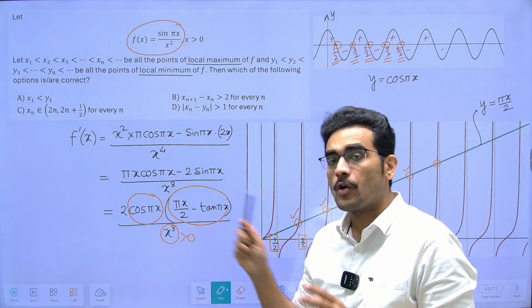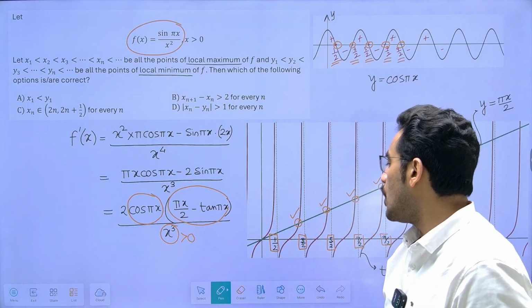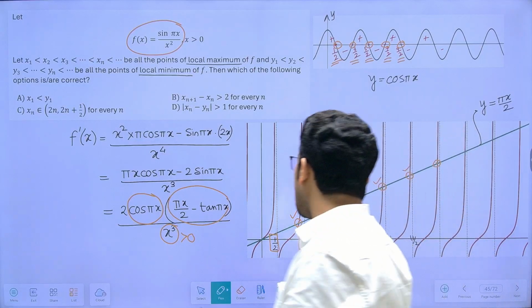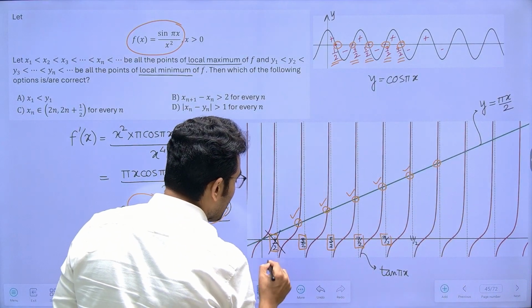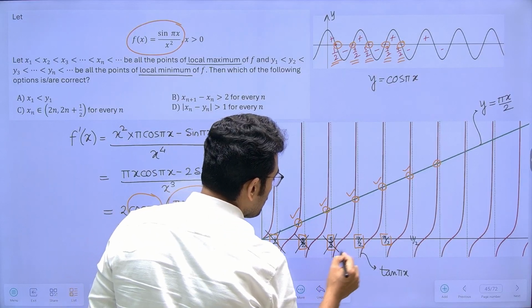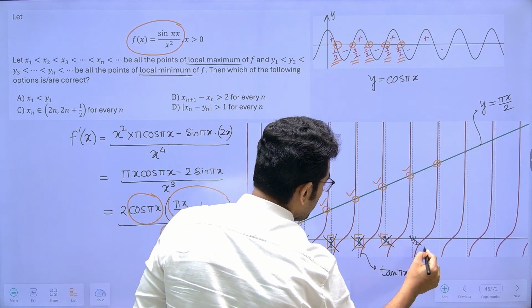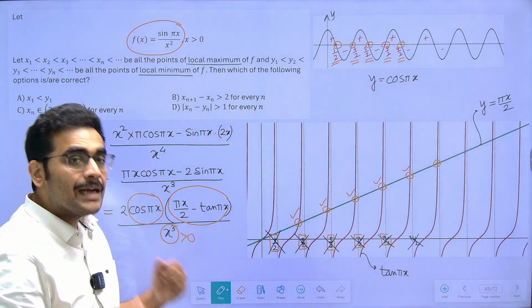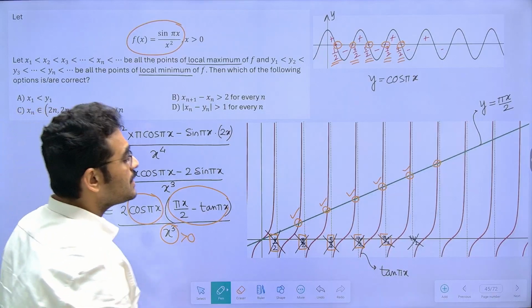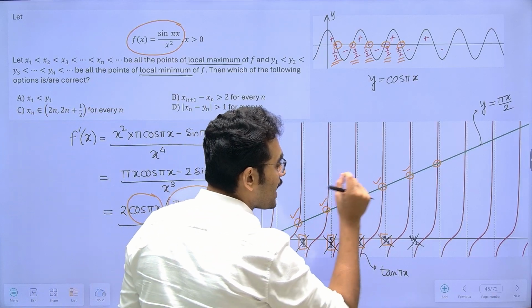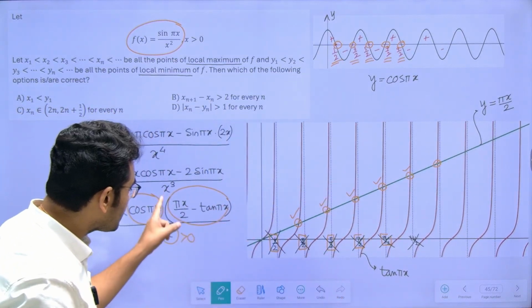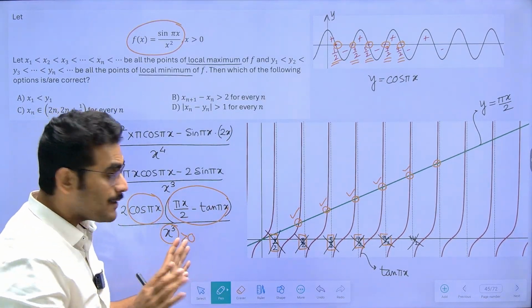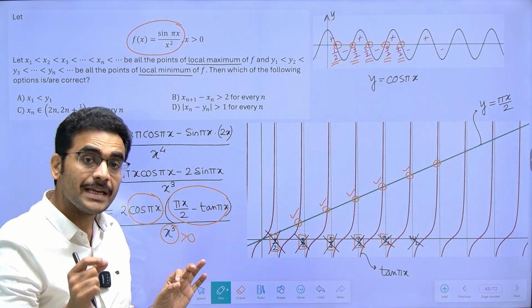So this product is not going to change sign in the neighborhood of these points, 1 by 2, 3 by 2, 5 by 2, 7 by 2. That means these are not the points of any local maxima or minima of the function. Which are the points of local maxima and minima of the function? These intersection points are the points where this factor is going to change sign, but cos pi x is not going to change sign. So the entire expression is going to change sign.